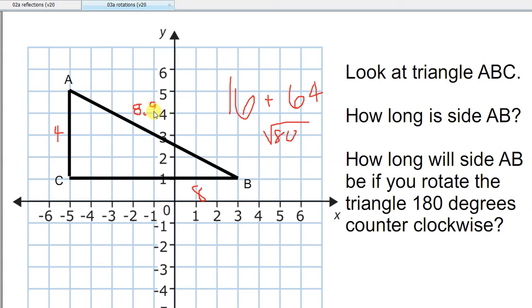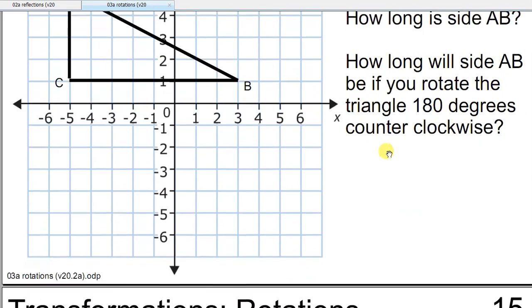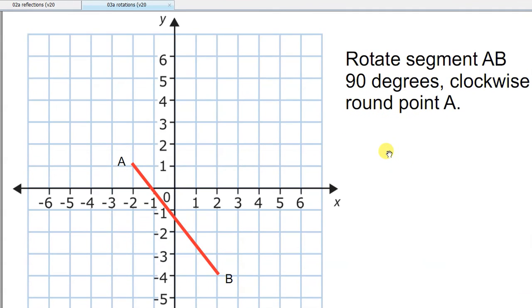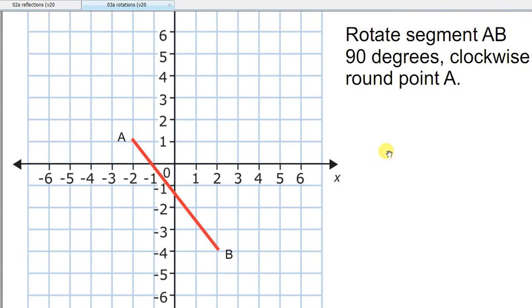So this length right here is 8.9. And if I start rotating this thing around, then what's it going to be? 8.9. And if I translate it, what's it going to be? 8.9. And if I reflect it, what's it going to be? 8.9. It's going to be 8.9 no matter what. All right, so this is practice stuff that you would do at this point.